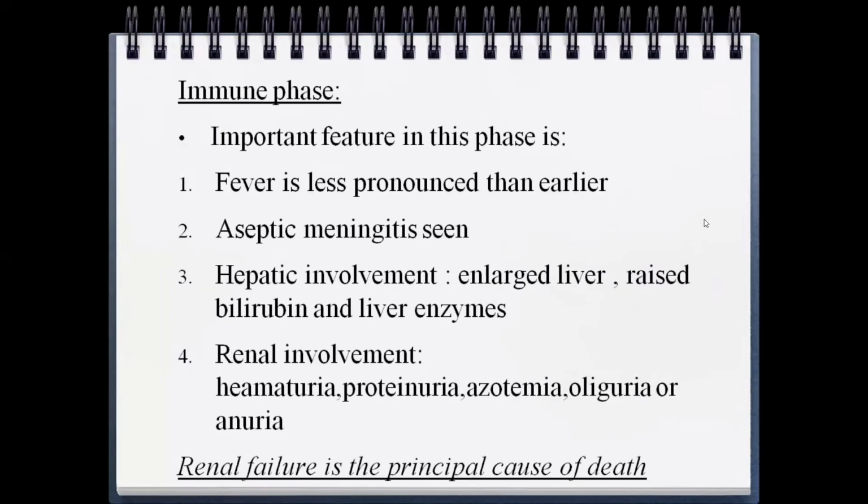Immune phase. It's an important phase. The feature in this phase is that fever is less pronounced. So septicemic phase, later on, is immune phase. Fever is less pronounced than earlier. Aseptic meningitis can be seen. In this, hepatic involvement occurs. Liver becomes enlarged, and you may find icterus on examination, or if you see investigation, bilirubin will be raised with raised enzymes. Renal involvement: there may be hematuria, proteinuria, azotemia, decreased urine output, renal failure, oliguria, and anuria. So renal failure is the principal cause of death in case of leptospirosis.